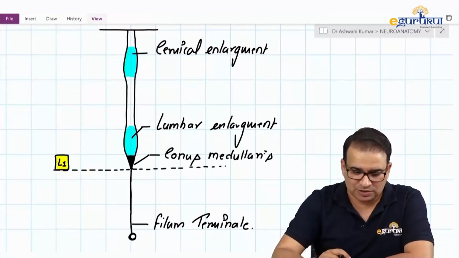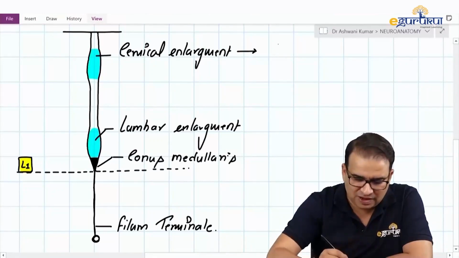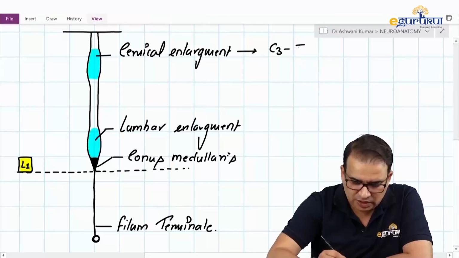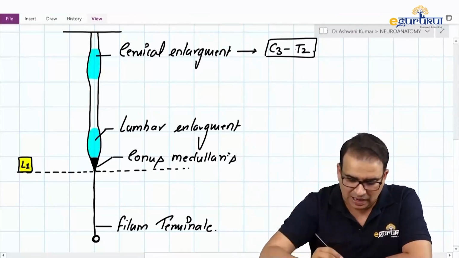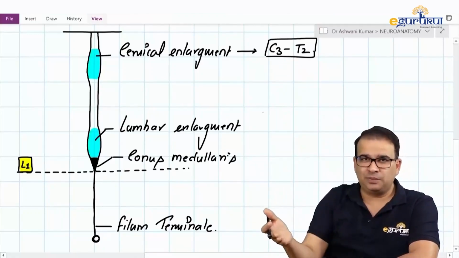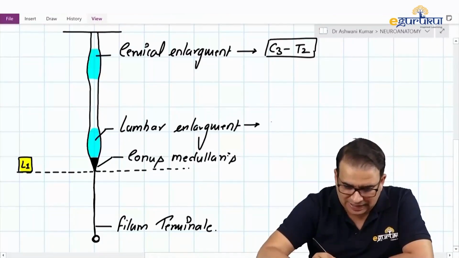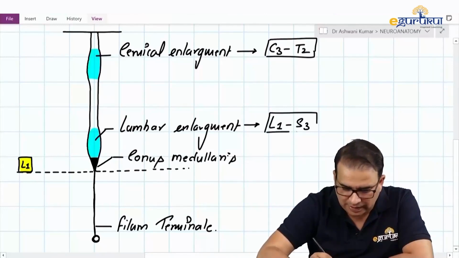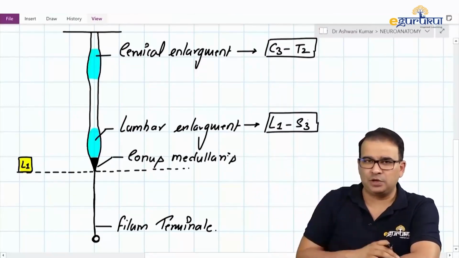So the cervical enlargement, because it gives rise to the brachial plexus, you should remember the level of the cervical enlargement is C3 to T2. So C3 to T2 nerves will be seen coming out from there. And you can see the brachial plexus is all inside, guys. The usual root value for the brachial plexus is C5 to T1. And the lumbar enlargement extends from L1 to S3. The nerves L1 to S3 will be coming out from there. So we call it L1 to S3.